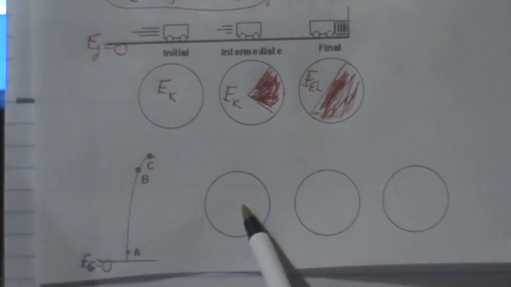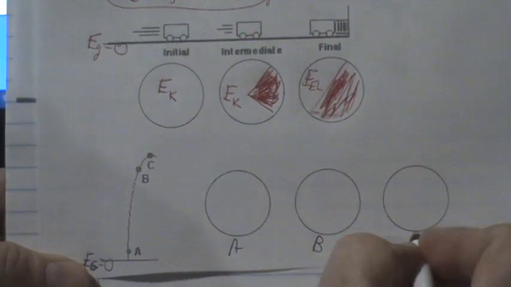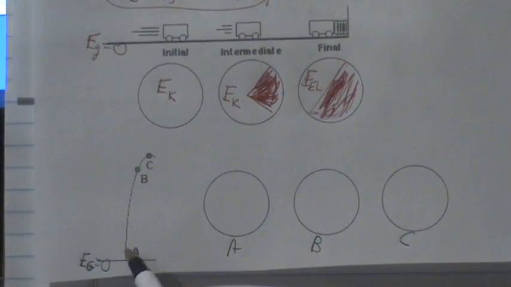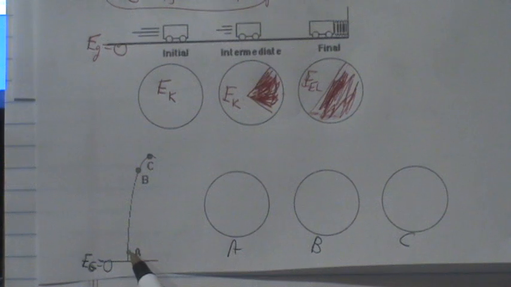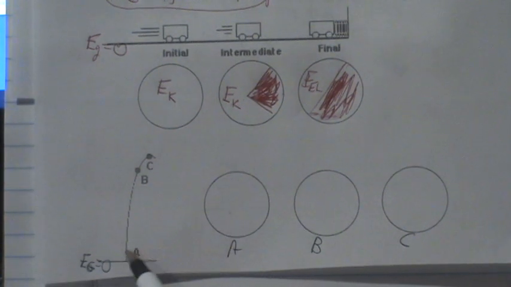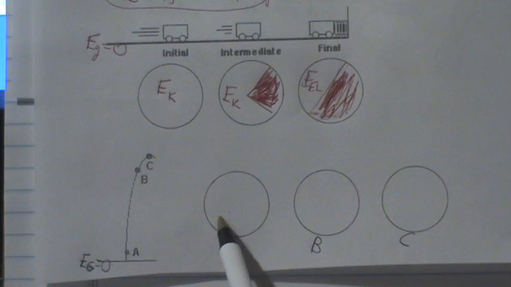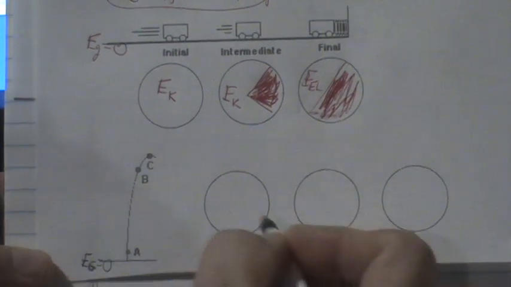Depending upon where you decide to put the 0 point for this gravitationally stored energy, it is going to change our diagrams. If this is going to be diagram A, and B, and C, if I put the 0 for the gravitationally stored energy right at point A, there would not be any gravitationally stored energy here. But if I put it down here, since it is off of the floor or the ground at this point, there is some, absolutely.